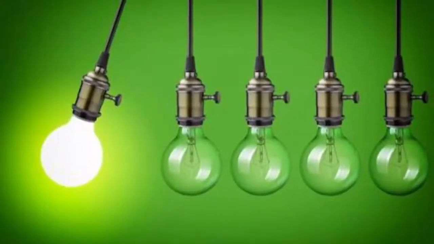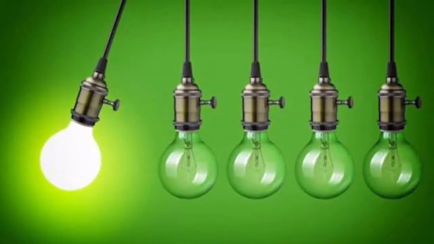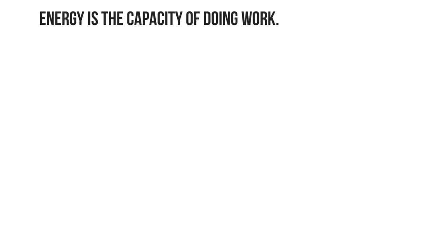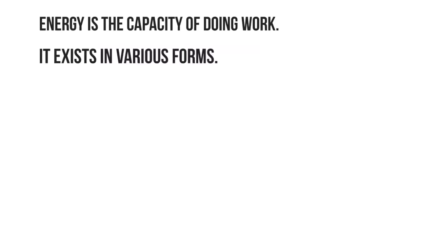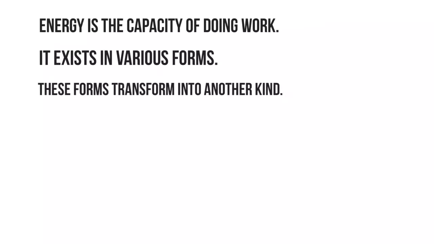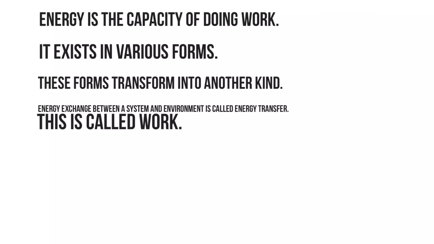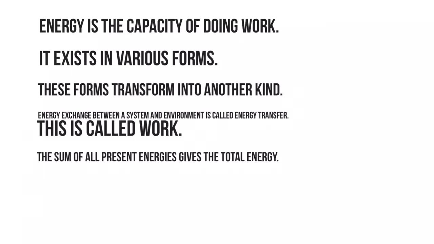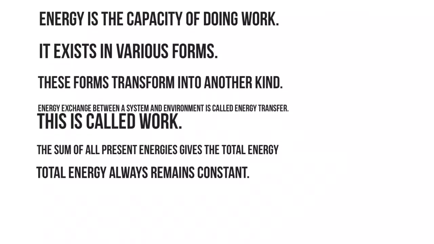If we do a quick summary, what we've learned so far is that energy is a capacity of doing work. It exists in various forms. These forms transform into another kind. Energy exchange between a system and an environment is called energy transfer. This is called work. The sum of all the present energies gives the total energy. The total energy always remains constant.